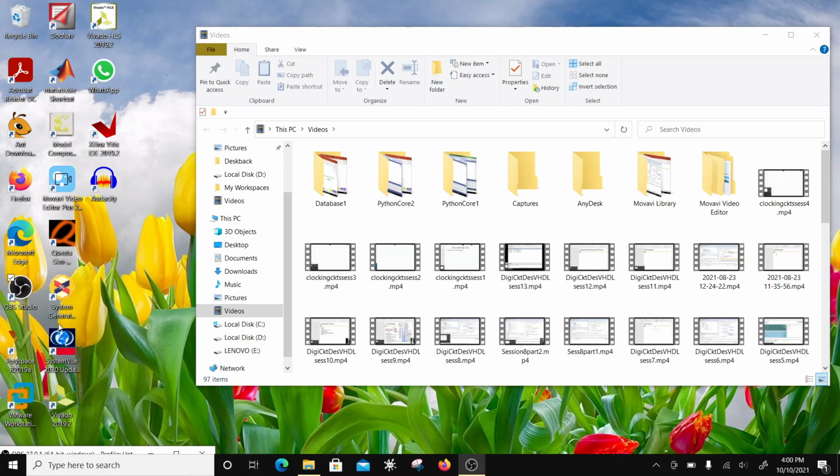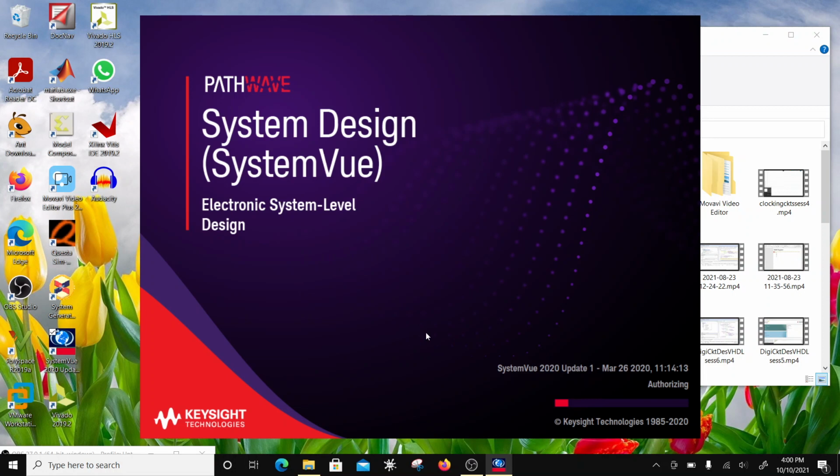So let's proceed. Earlier, in session 2, we generated the QAM signal, and in this session we are going to demodulate that QAM signal, and then compute EVM and bit error rate. Right, so let's go ahead and do that.